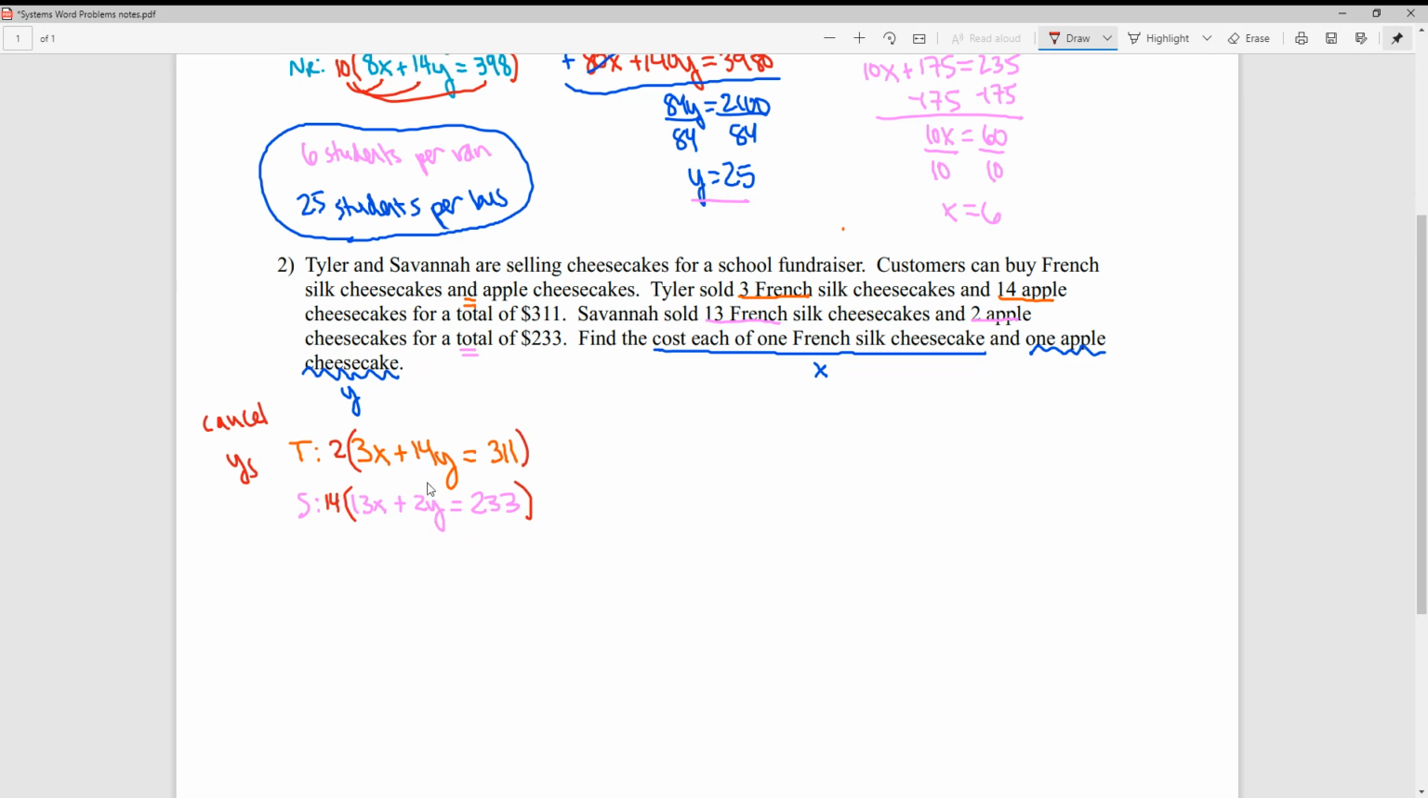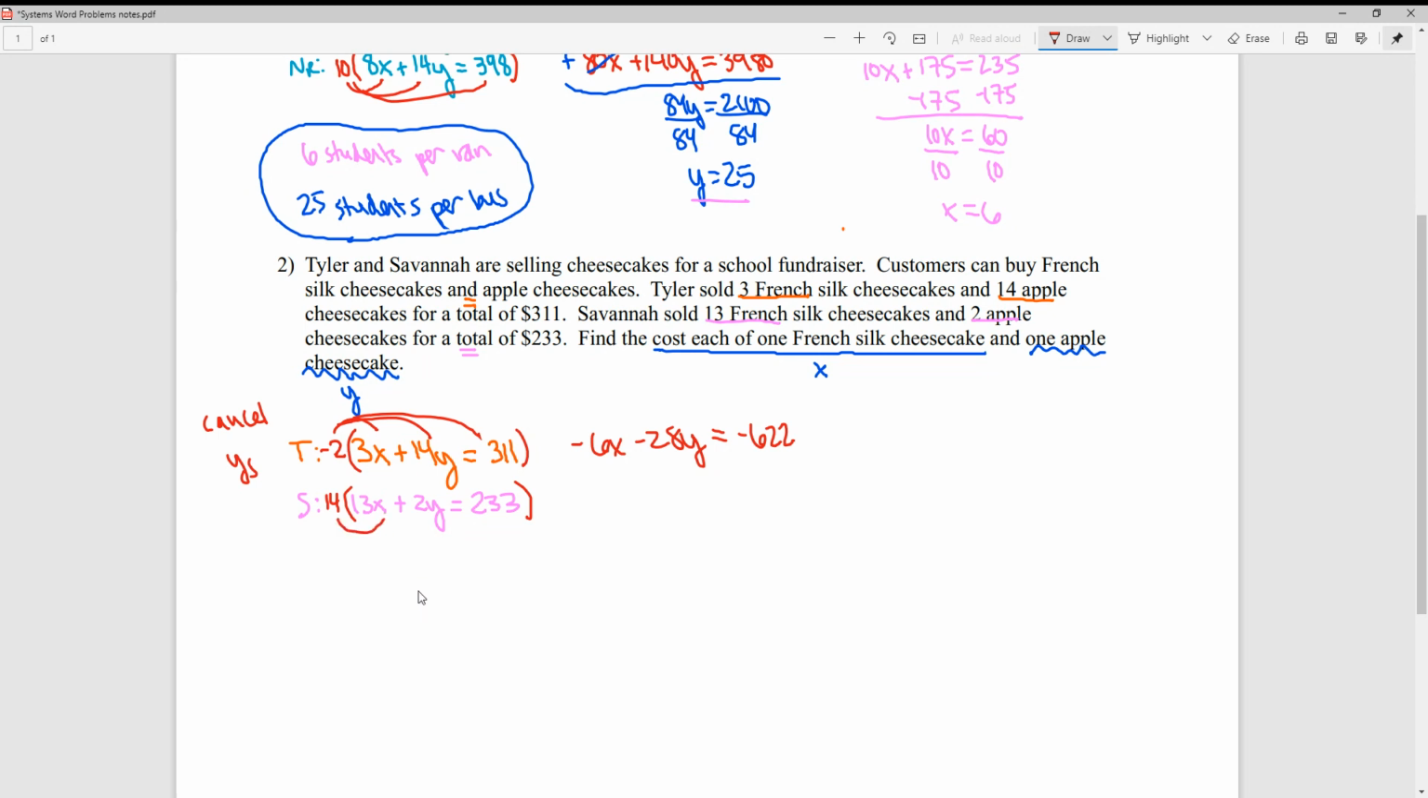They're both positives. I need to end up with one positive, one negative. So I'm going to make one of the numbers I'm multiplying by negative. I'm going to make the 2 negative. You could have also made the 14 negative and the 2 positive instead if you'd rather. Up to you. Now let's distribute. Negative 2 times 3x is negative 6x. Then I get negative 28y equals negative 622.